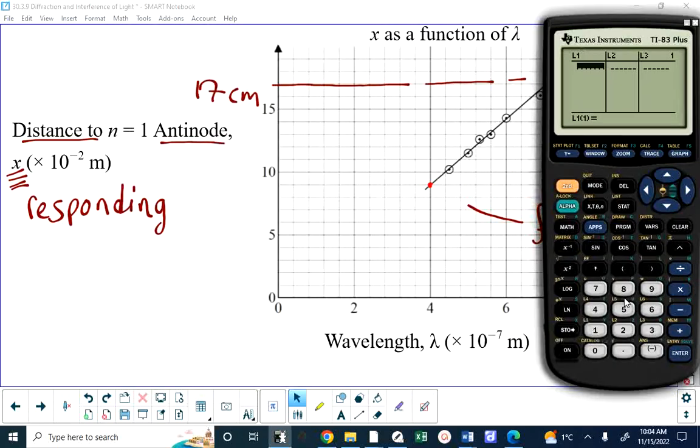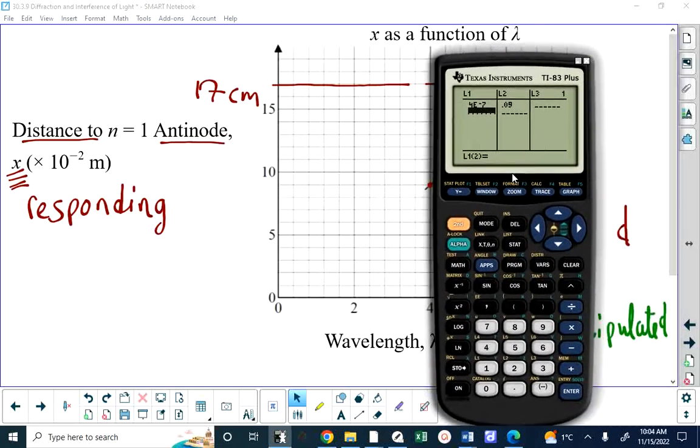And a y-coordinate of 9 times 10 to the negative 2 meters. So I'm going to put those numbers in. 4 multiplied by 10 to the negative 7. And then the y-coordinate of that point is 9 multiplied by 10 to the negative 2. And now I'm going to take a look at the second point.